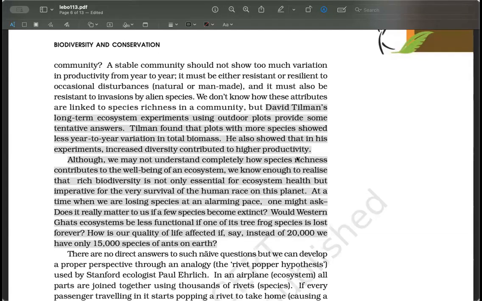For the ants, it does not matter. For ant species, there are too many ants. So if 20,000 ants are there and 15,000 ants are left, it should not matter. Yeah. So these were the kind of questions that baffled scientists as well.